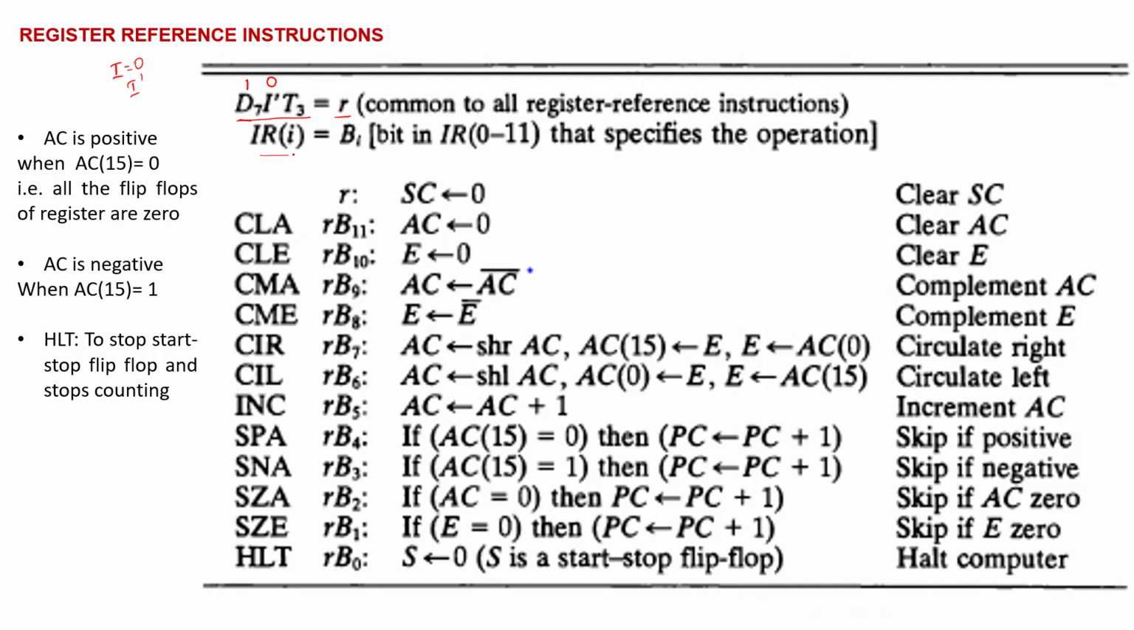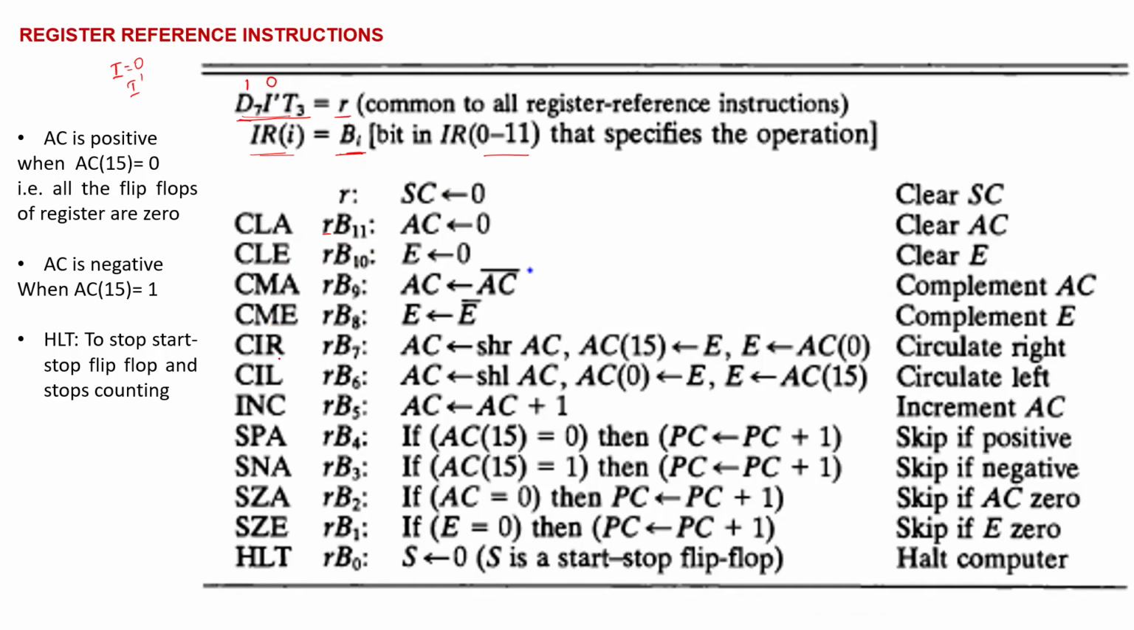Now bits 0 to 11 of the instruction register are denoted by Bi. For the different combinations of Bi, how many combinations in total? 12 can be obtained. So at a time only one Bi will be active. That's why it's written here B11. R is common to all. Along with this condition, it will satisfy the Bi value. So when B11, it is clear the accumulator, CLA. CLE, again, we have cleared the E register.